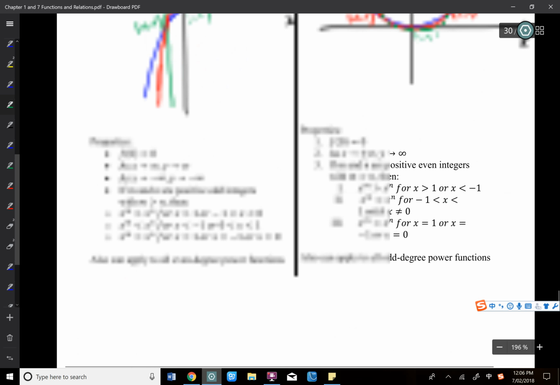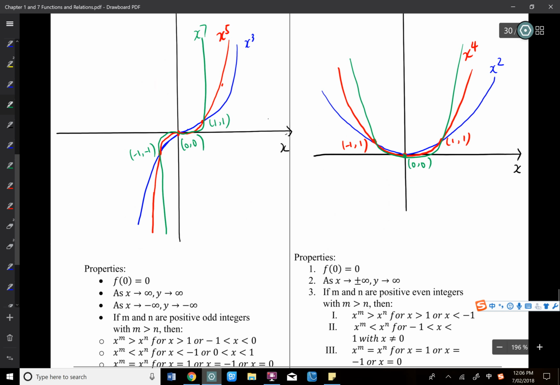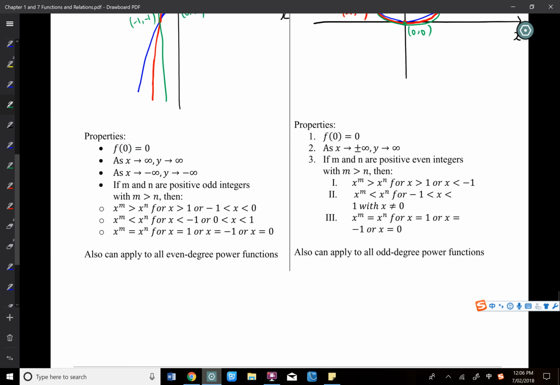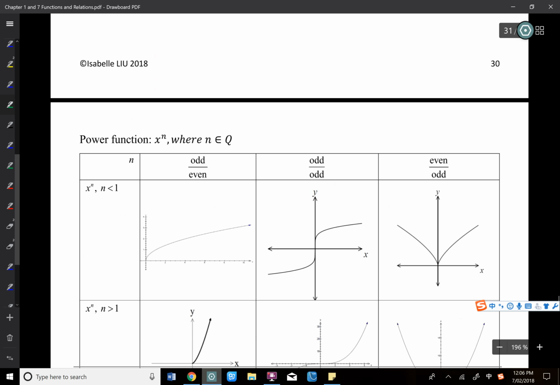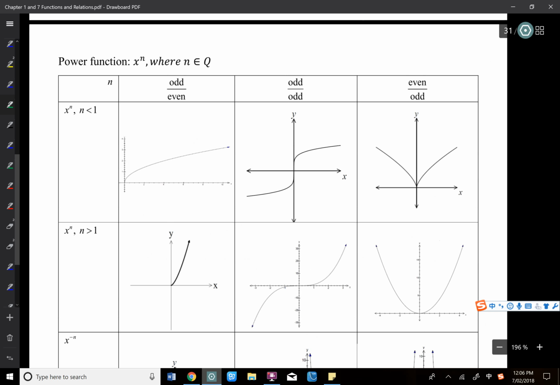So, okay, the property that I have described: above the graph, with a larger power you have a graph above; in between negative 1 and 1, with a larger power you have a smaller graph, like a lower value. So that's what's going on for the property here. You can have a look at the property by yourself after class. But what I want to talk about is this.